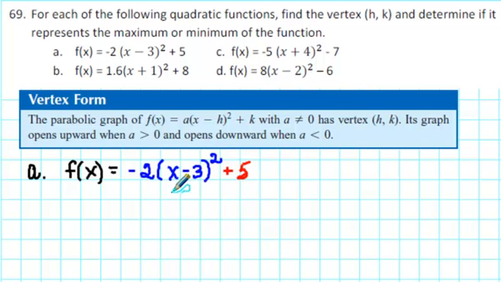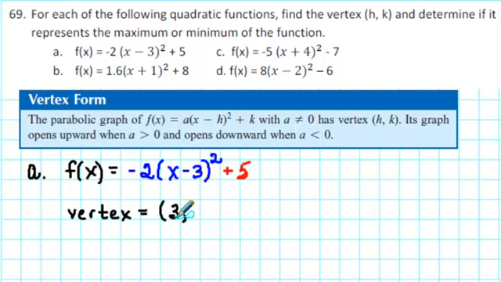So what we want to think is, what is the value of x that would cause this first expression to be 0? If x is 3, we get 3 minus 3 is 0, the square of 0 is 0, 0 times -2 is 0. So you're thinking about what number makes the value inside the parentheses equal to 0. In this case, that is 3, and therefore the x-coordinate of our vertex is 3.